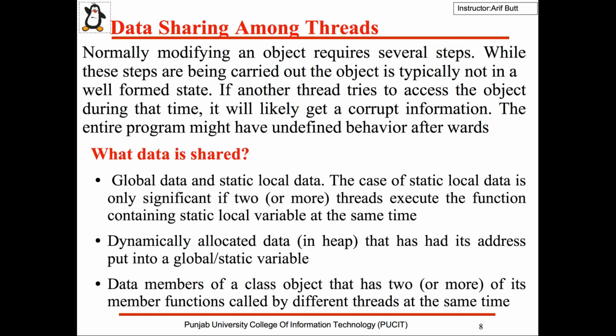So the question is, what data is shared among the threads? Well, remember, global data and static local data. The case of static local data is only significant if two or more threads execute the function containing that static local variable at the same time. Second is dynamically allocated data in heap. The third is data members of a class object that has two or more of its member functions called by different threads at the same time.